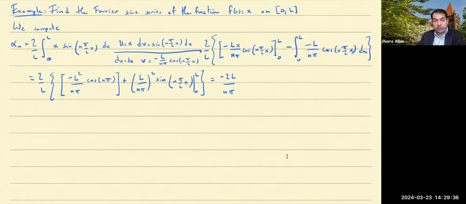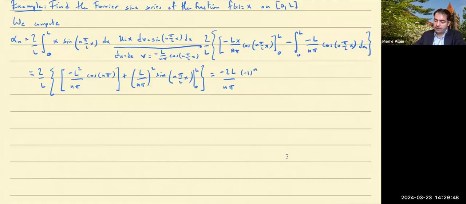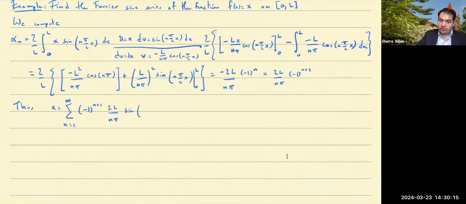Now, cosine of 0 is 1, cosine of pi is minus 1, cosine of 2 pi is 1, cosine of 3 pi is minus 1, and so on. So that's minus 1 to the n. So altogether, I could write this as 2L over n pi times minus 1 to the n plus 1. Thus, we found that x is equal to the sum, n goes from 1 to infinity, of minus 1 to the n plus 1 times 2L over n pi times sine of n pi over L x.